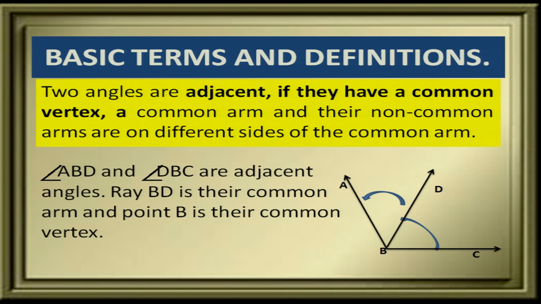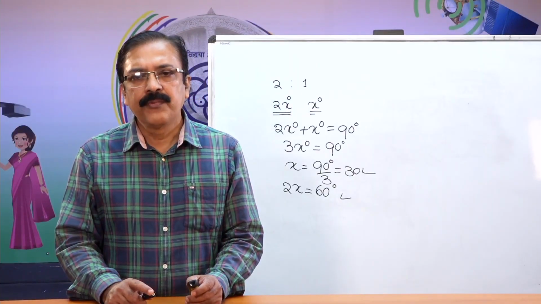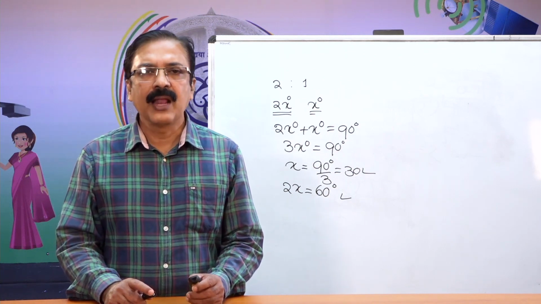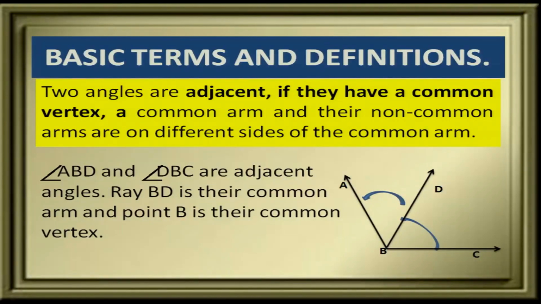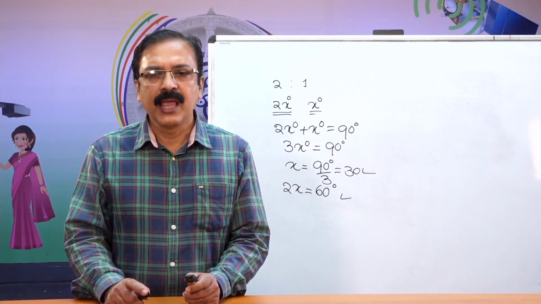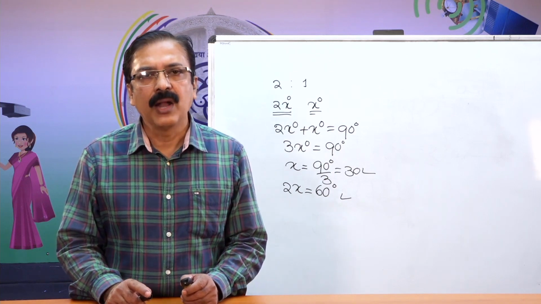Now, which are the non-common arms? BA and BC are non-common arms. Where do they lie? If we extend BD in the direction of B also, then we get two parts of the line. In one half we have BA and in the other half we have BC. So we can say that these arms BA and BC are on different sides of the common arm.